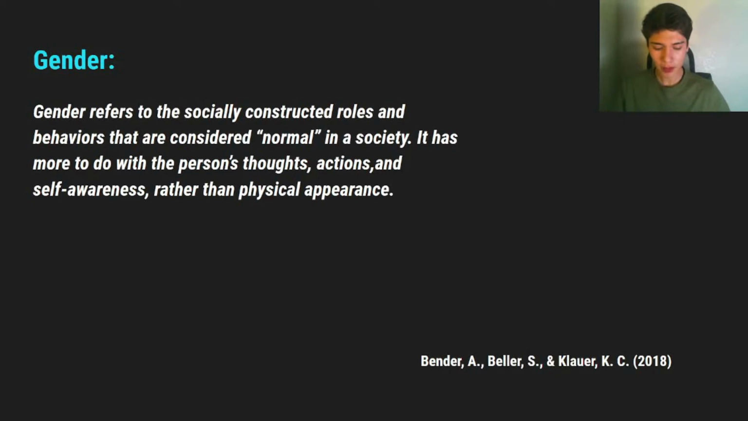So, gender refers to the socially constructed roles and behavior that are considered normal in a society. It has more to do with a person's thought, actions, and self-awareness rather than physical appearance. So gender tends to be more psychological, the interplay among our biological disposition, our development, experiences, and culture.